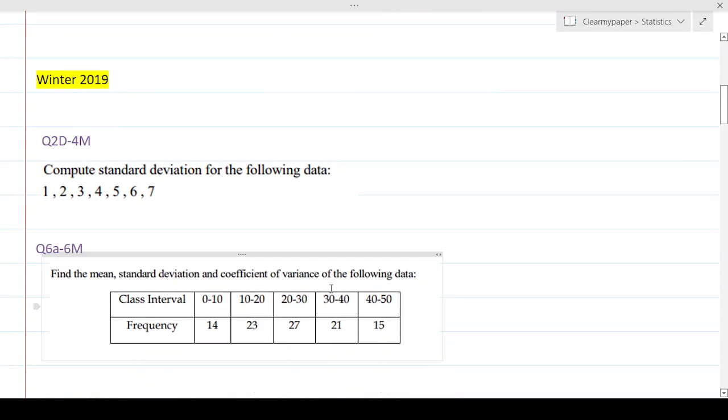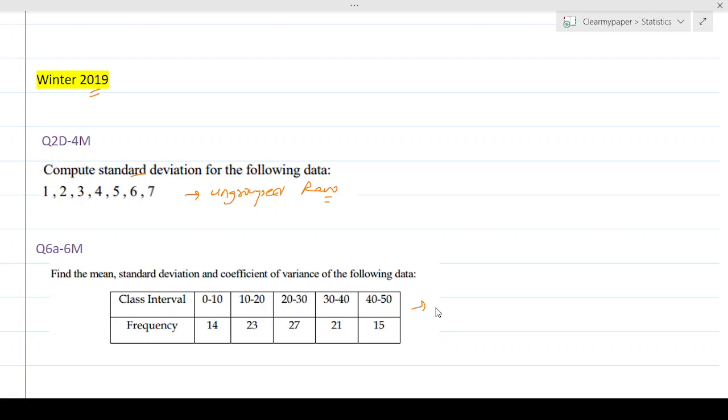So what we'll do is, if you see the problems for the last 4 years starting winter 2019, there are typically 2 types of problem that come in this variation, and I'm talking only about calculating the SD. So one is ungrouped data, and you might have to recall what is ungrouped data. This is nothing but raw data. Check out my earlier episodes on mean.